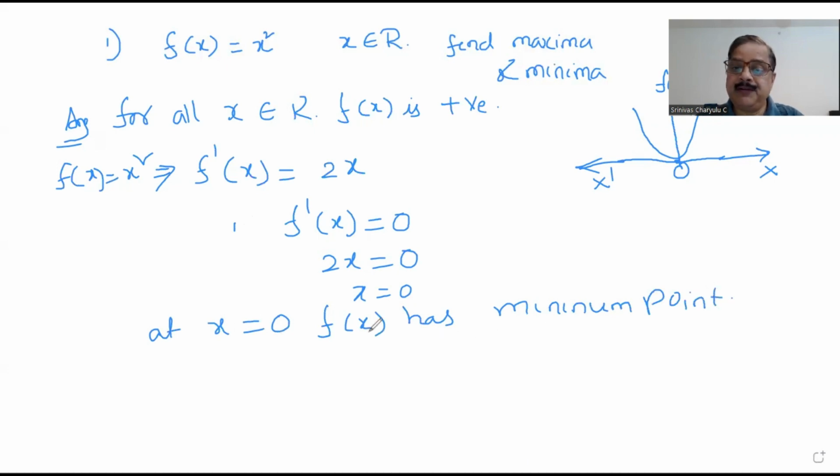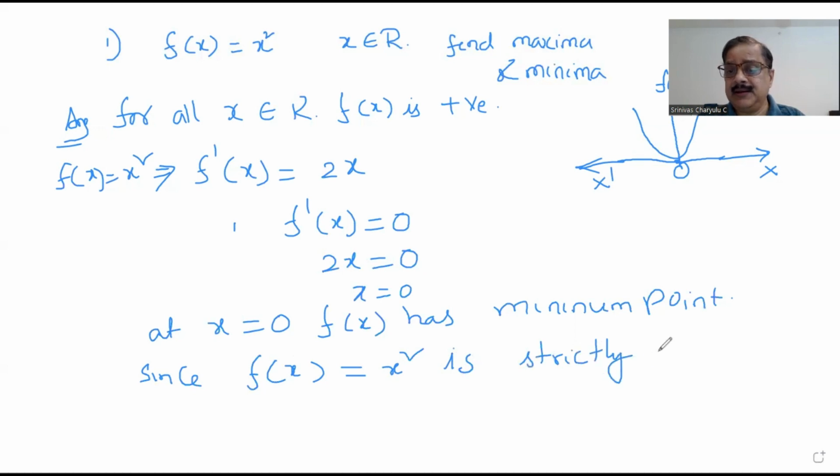Okay. Then f of x has a minimum value which is equal to 0. Now, is there any maximum point for this? That we'll check now. Since f of x is equal to x square is strictly increasing, observe now, there is no end limit. It is going on. As you proceed with the x arguments either side, the function grows.